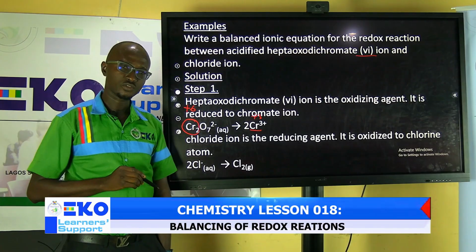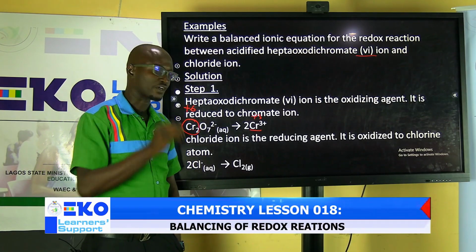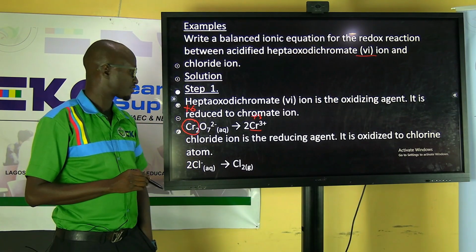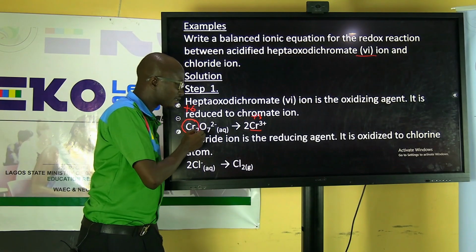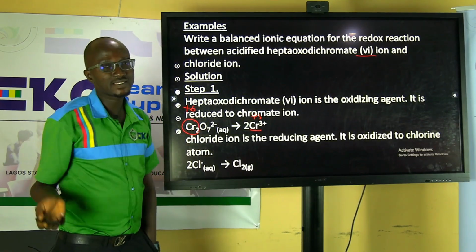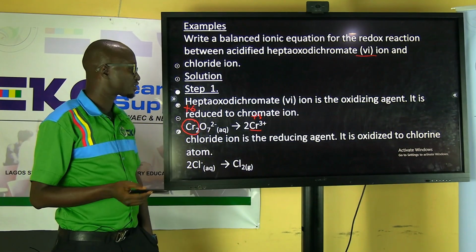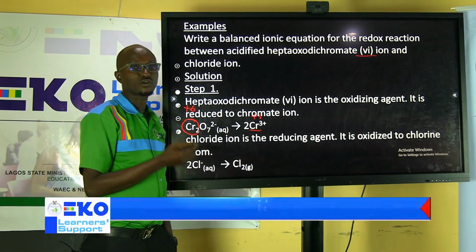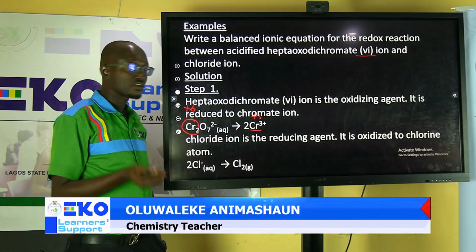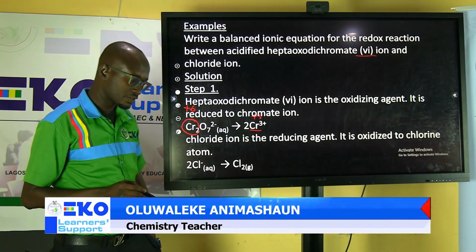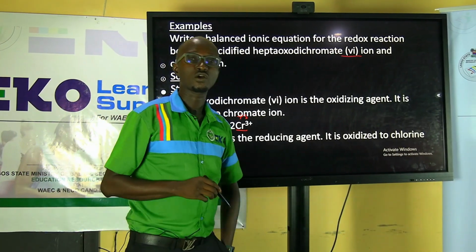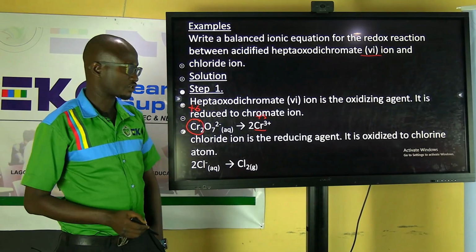What do we call such, students? Thank you very much. Oxidizing agents. So this one here is the oxidizing agent. Why is it the oxidizing agent? Very simple. It undergoes reduction. It's not a reducing agent, because a reducing agent tends to undergo oxidation.